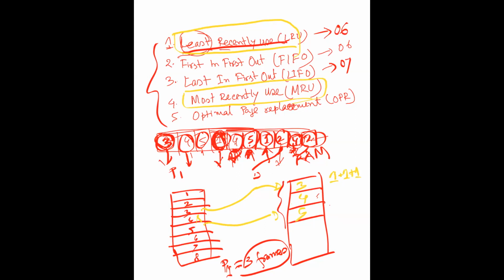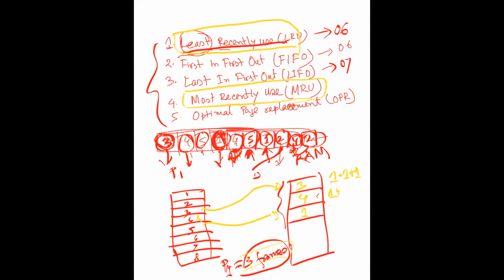Now the 3 frames are filled out, and then it asks for the data in page number 1. So page number 1 is not available. So which page was accessed by the CPU most recently? It is nothing but page 5. So here page 5 will be replaced by page 1. Page 1, of course, one page fault in here.